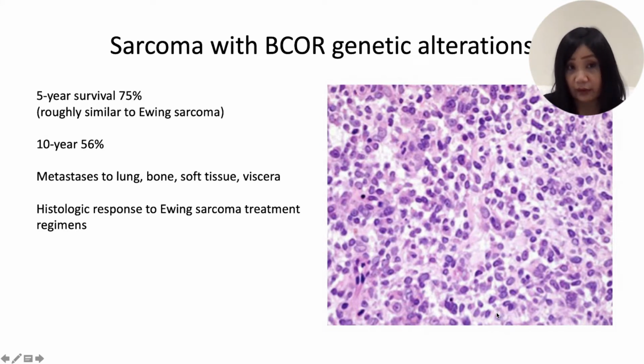The 5-year survival is much better than for CIC-rearranged sarcomas and is roughly similar to Ewing sarcoma at about 75%. These tumours can metastasize to various sites, including viscera, but they have shown, in many cases, a relatively favourable response to conventional Ewing sarcoma treatment regimens. So overall, not as aggressive as the CIC-rearranged sarcomas.